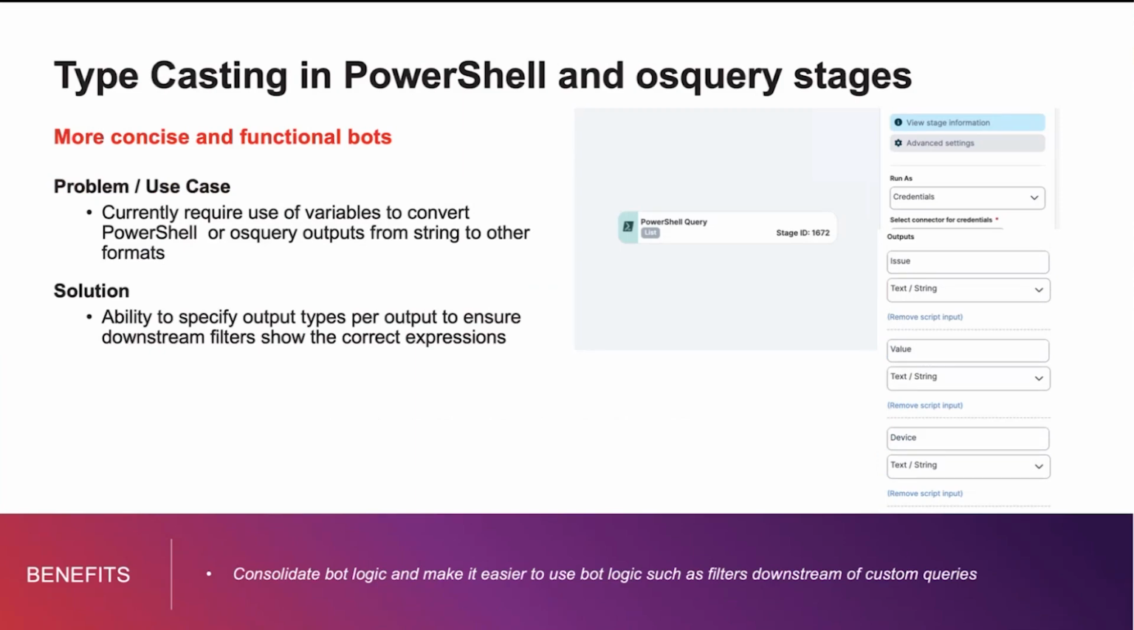One of the other capabilities we backported from the PowerShell AI is the ability to typecast outputs from a PowerShell query. By typecast, we mean being able to set the type like text or string, date, Boolean. By being able to hard code what each of those outputs are, it means that as you connect these to other stages, you get all the date type operators on the filter, for example.